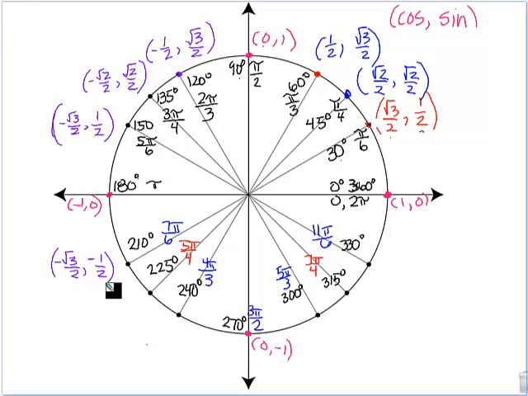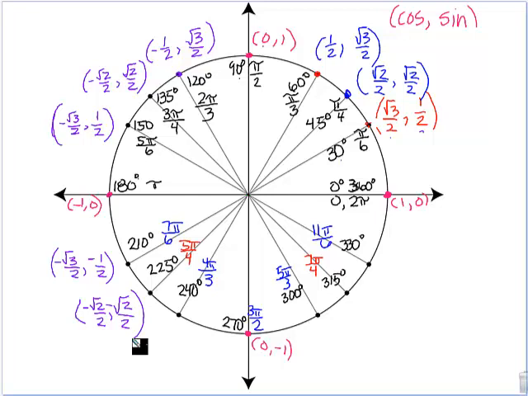Okay, 225 degrees. What would your reference angle be for 225? Negative square root of 2 over 2, negative square root of 2 over 2. That is definitely the point for 225. What's the reference angle? 45. So you look at your 45 degrees, and we'll just make them both negative. So negative square root of 2 over 2, and negative square root of 2 over 2.